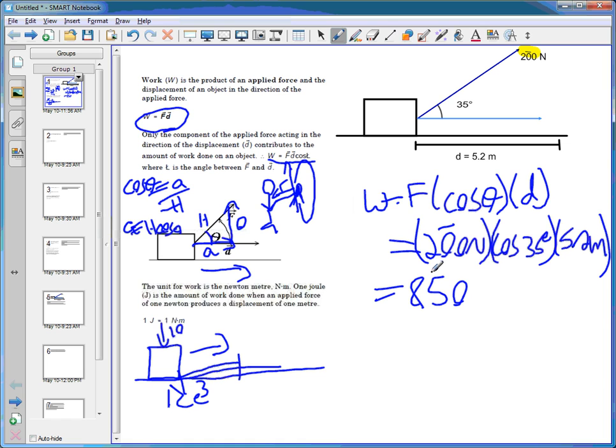Newton meters. Look over here, the unit for work is the Newton meter. 1 joule, capital J, is the amount of work done when an applied force of 1 Newton produces a displacement of 1 meter. In other words, 850 Newton meters is 850 joules.